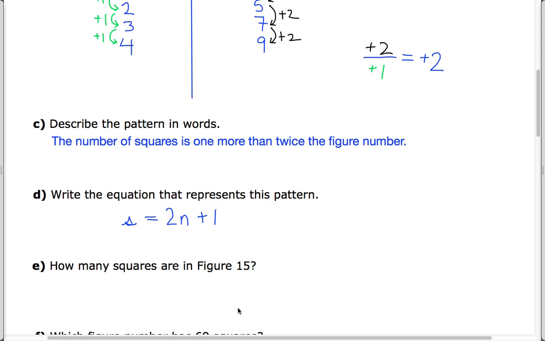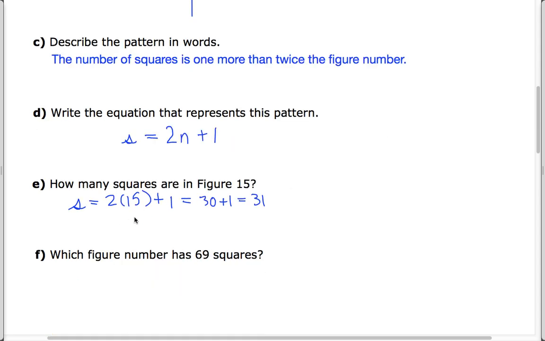So now that we know we have the right equation, it's really handy because we can figure out how many squares are in figure number 15 without having to go through all of the other values in this chart. So we can calculate the number of squares in figure number 15 just by plugging 15 in for n. So 2 times 15 is 30, and adding 1 to that, we get 31. The other thing that we can do is we can figure out if we have a figure with 69 squares for s, then what should the figure number be?